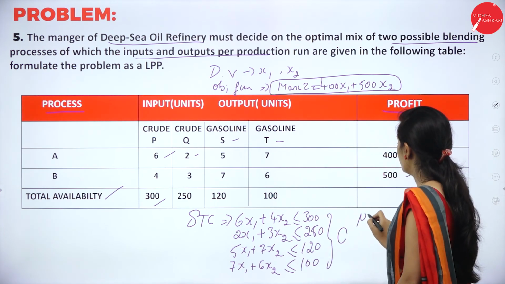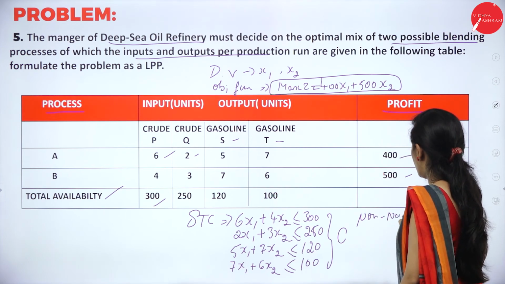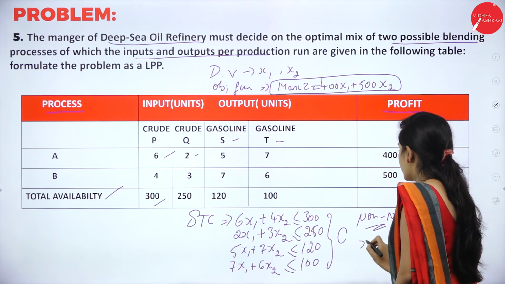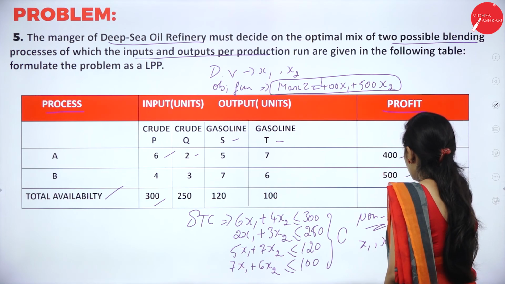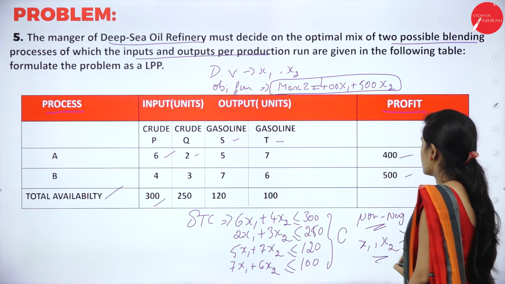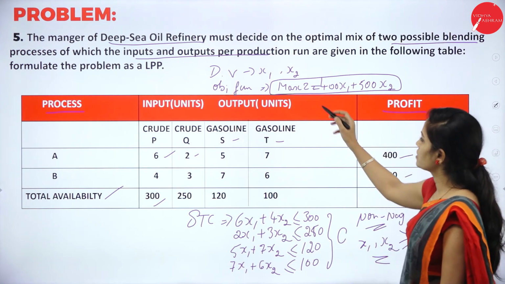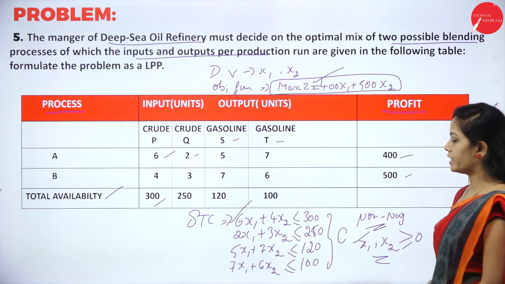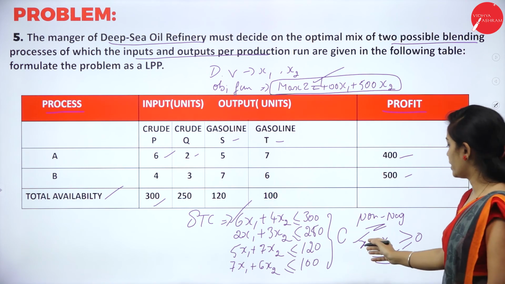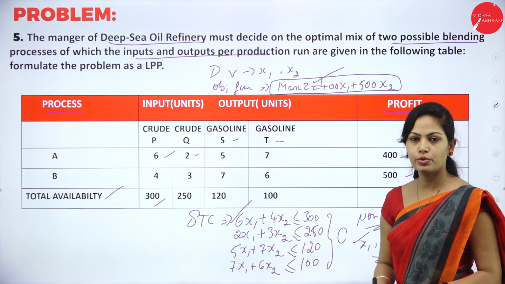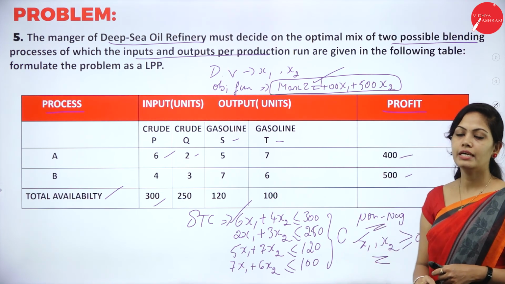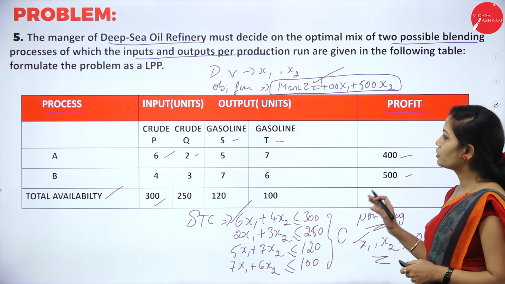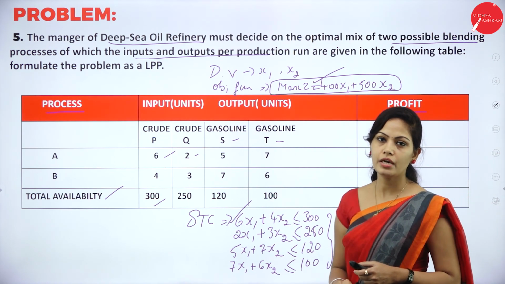And finally, the non-negativity constraints are x1 and x2 greater than or equal to 0. So first the objective function, subject to constraints and non-negativity constraints, where x1 and x2 are greater than or equal to 0. This is your non-negativity restriction. So this is called the LPP model.